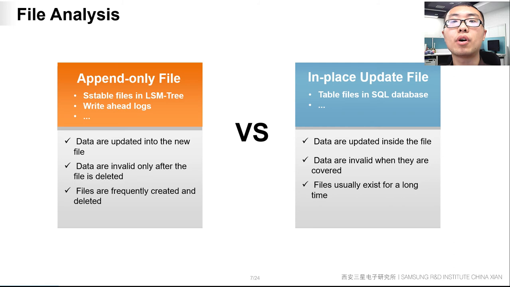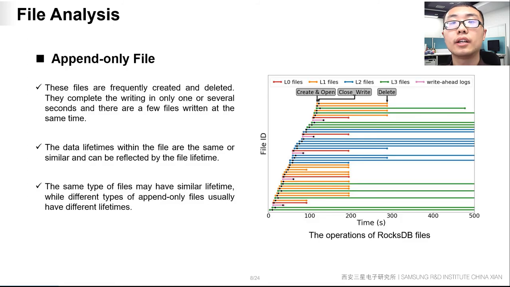In-place update files appear more in relational databases, such as MySQL and PostgreSQL. Data are updated inside the file and are invalid when they are overwritten. These files usually exist for a long time, and they are created or deleted when the tables are created or deleted. Let me first analyze the append-only file.